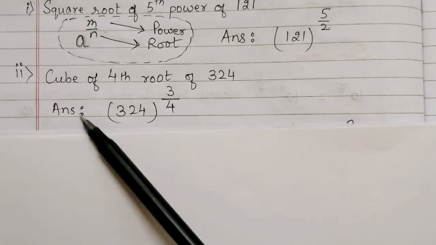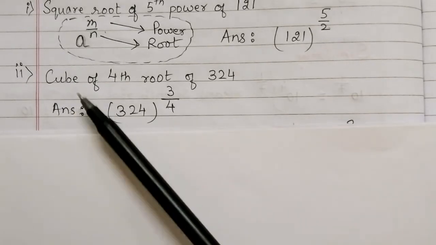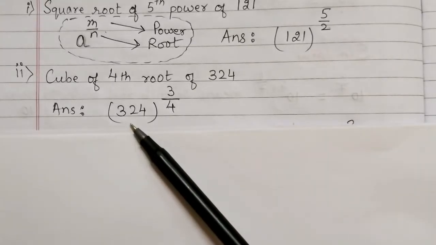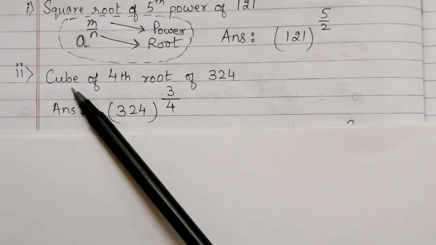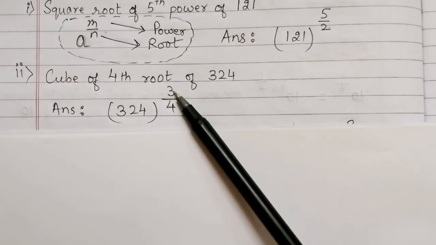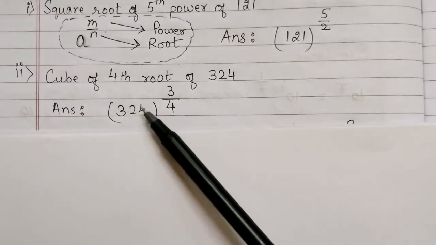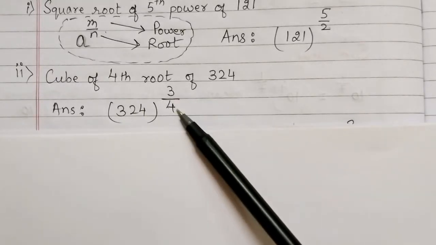Similarly, the next one, cube of fourth root of 324. So 324 is the base. Now cube is the power, so that will come in place of m. Fourth root will be below, 3. So 324 whole raised to 3 upon 4.